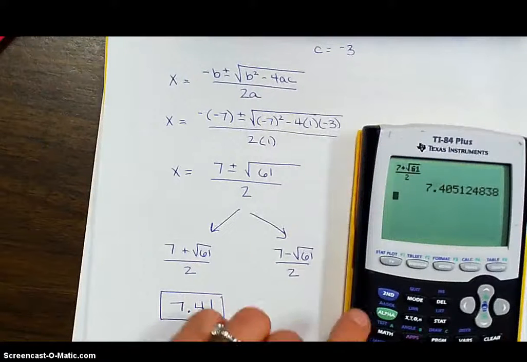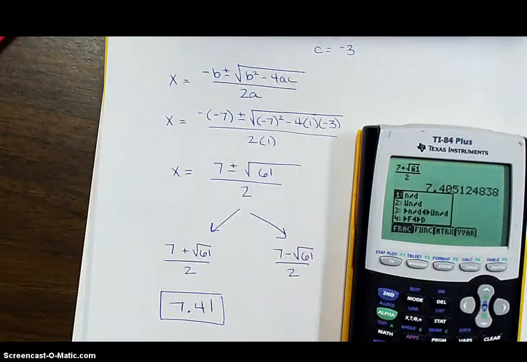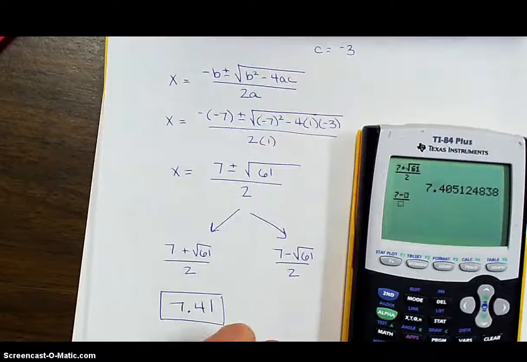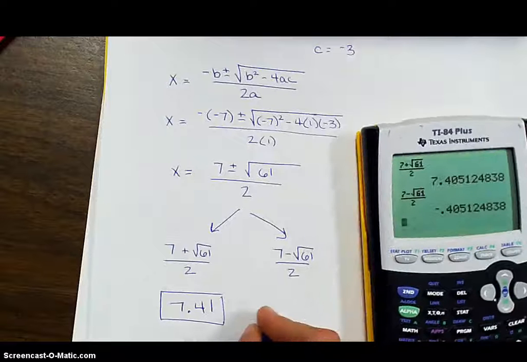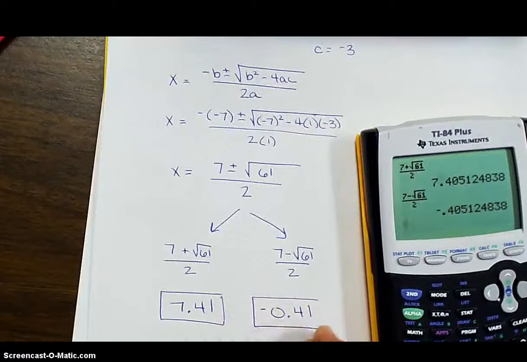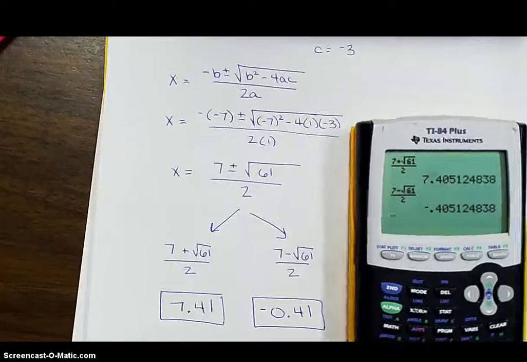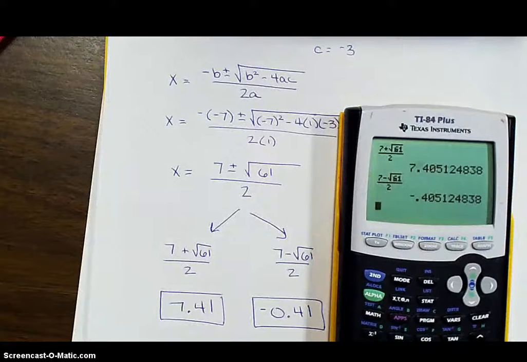Now for my second answer, again, I'm going to hit alpha, Y equals, and then choice 1. And now I'm going to go 7 minus radical 61 all over 2, and I hit enter. And this answer is going to be negative 0.41. We've got it.